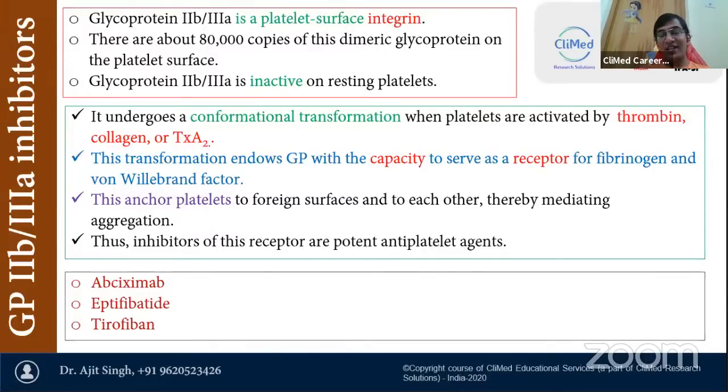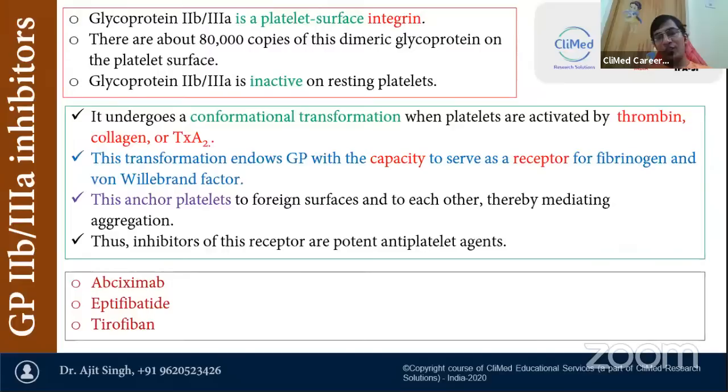How does it get activated? It gets activated by collagen. It gets activated by thrombin. As we can see in this sentence, it undergoes a conformational transition when platelets are activated by thrombin and collagen and thromboxane A2, that cyclooxygenase product, right? So this transformation endows the glycoprotein with the capacity to serve as a receptor for fibrinogen and von Willebrand factor.